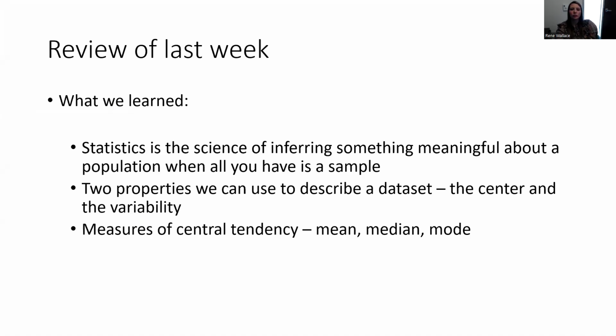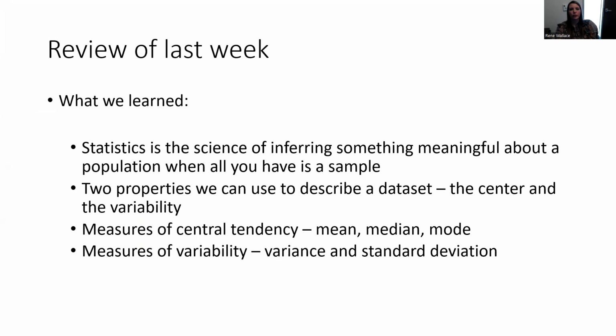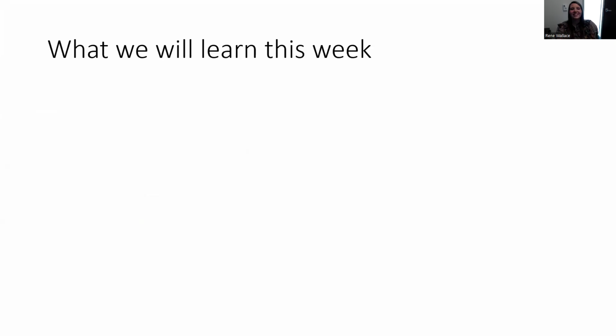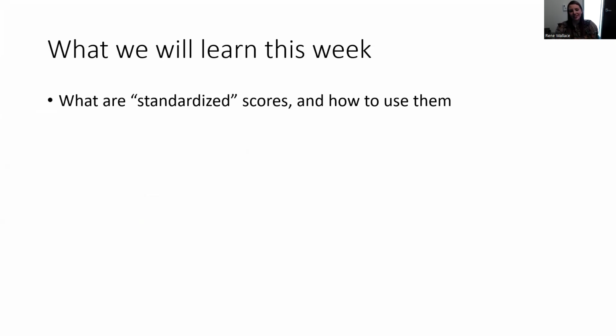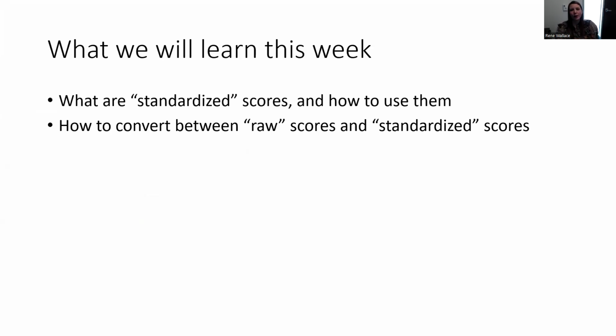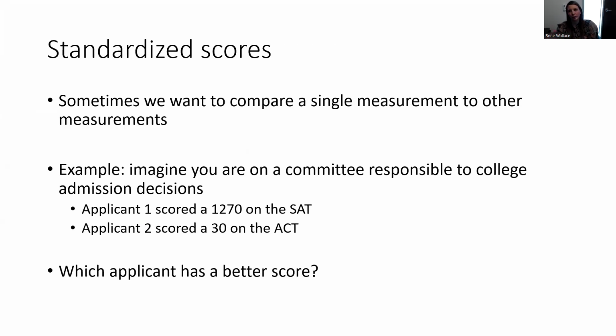So the measures of central tendency we learned about were mean, median, and mode. And our variability measures were variance and standard deviation. Remember all that? Awesome. If you don't, rewatch that video, even though it's a little cringy. Sorry about that. So now we're going to learn about standardized scores and how we can convert from raw scores to standardized scores, and then how we could convert back.